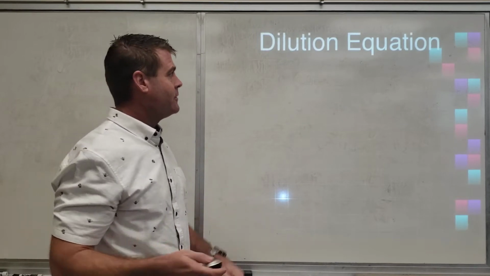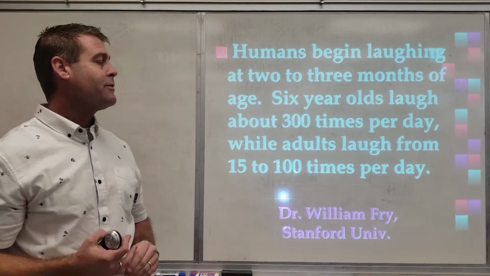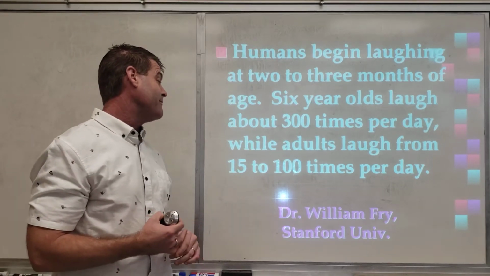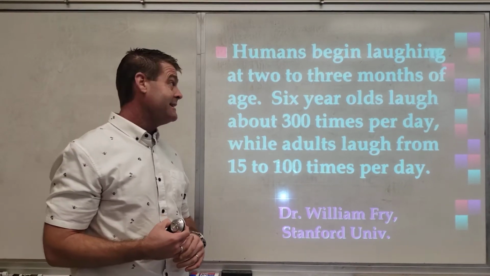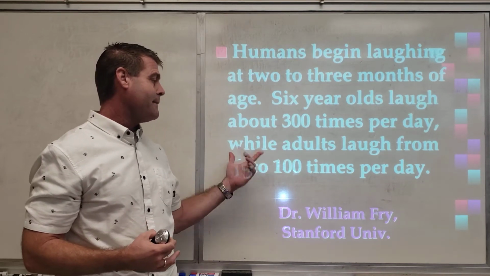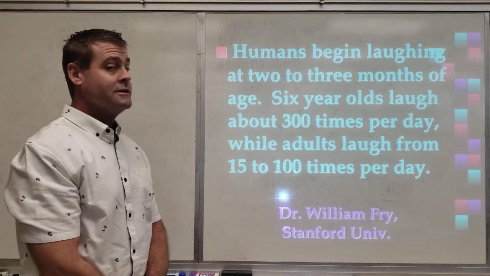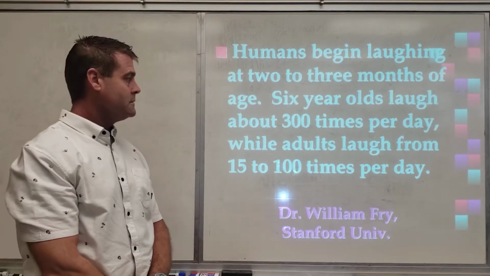Starting off with, well, before that, we'll go. Humans begin laughing at 2 to 3 months of age. 6-year-olds laugh about 300 times per day, while adults laugh from 15 to 100 times per day. You see the digression there. And it's probably, I'm thinking, just because adults have a lot more responsibility, and so everything's not as carefree as when you were a little person just playing with Legos.